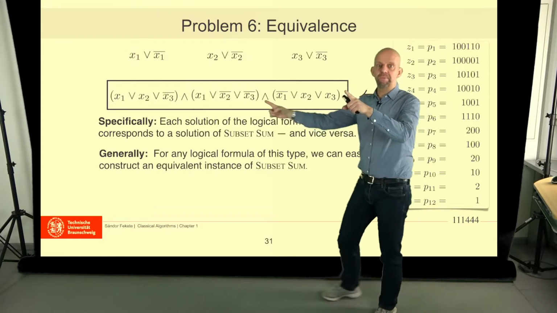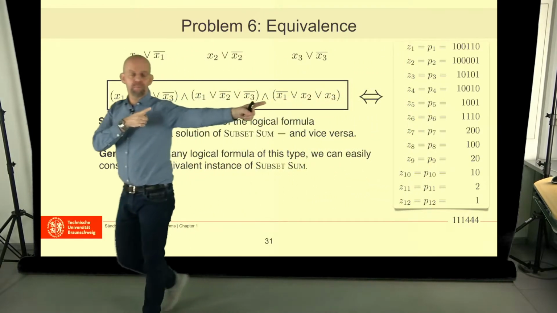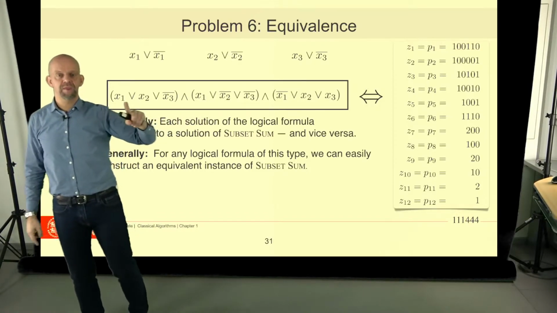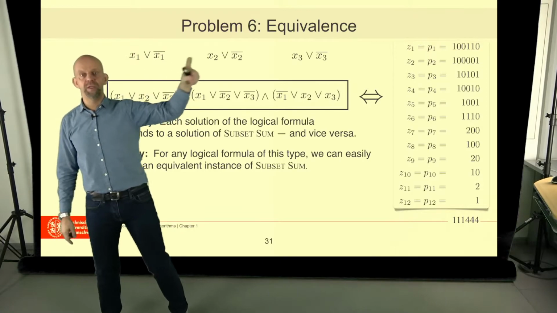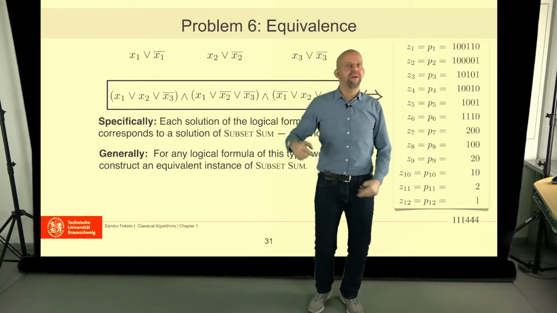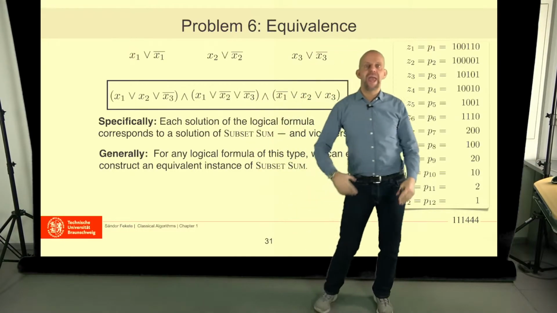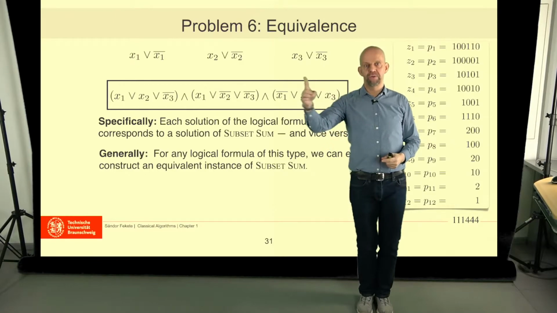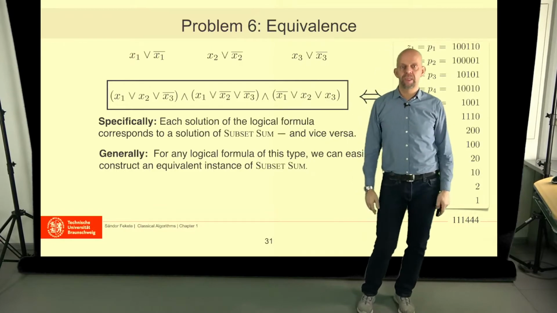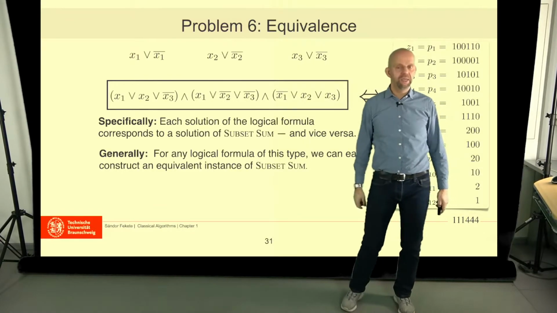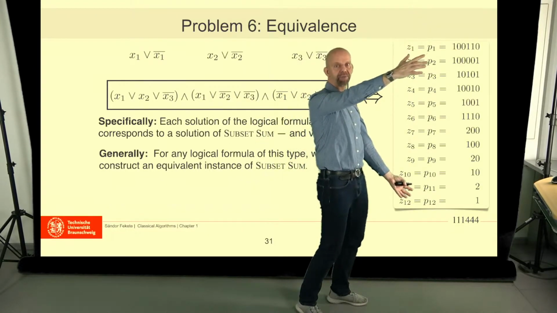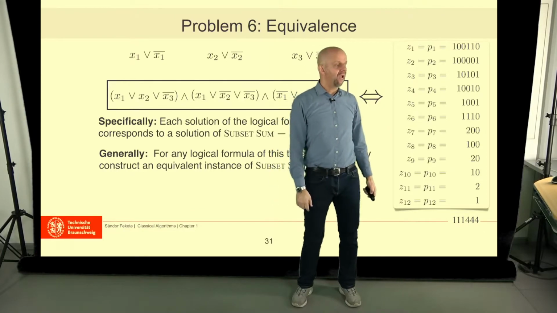If I give you some formula like this, any formula like this, not just this particular one with 3 Boolean variables, of this form with n variables and m different expressions like this, which are called clauses, then what we can do is take this and construct a set of numbers like that.